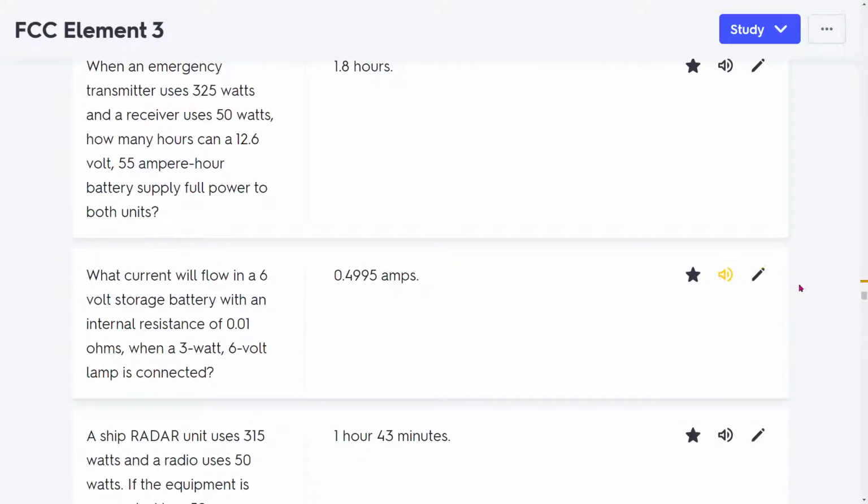What current will flow in a 6-volt storage battery with an internal resistance of 0.01 ohms when a 3-watt 6-volt lamp is connected? 0.4995 amps.